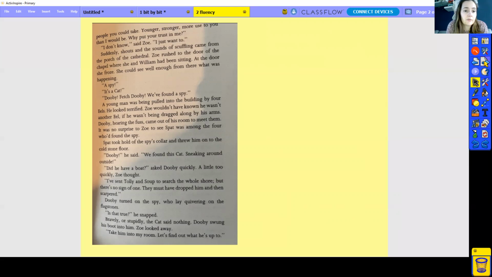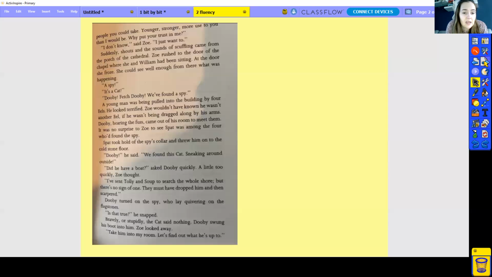Suddenly shouts and the sounds of scuffling came from the porch of the cathedral. Zoe rushed to the door of the chapel where she and William had been sitting. At the door she froze. She could see well enough from there what was happening. A spy! It's a cat! Doobie, fetch Doobie! We found a spy! A young man was being pulled into the building by 4 eels. He looked terrified. Zoe wouldn't have known he wasn't another eel if he wasn't being dragged along by his arms.